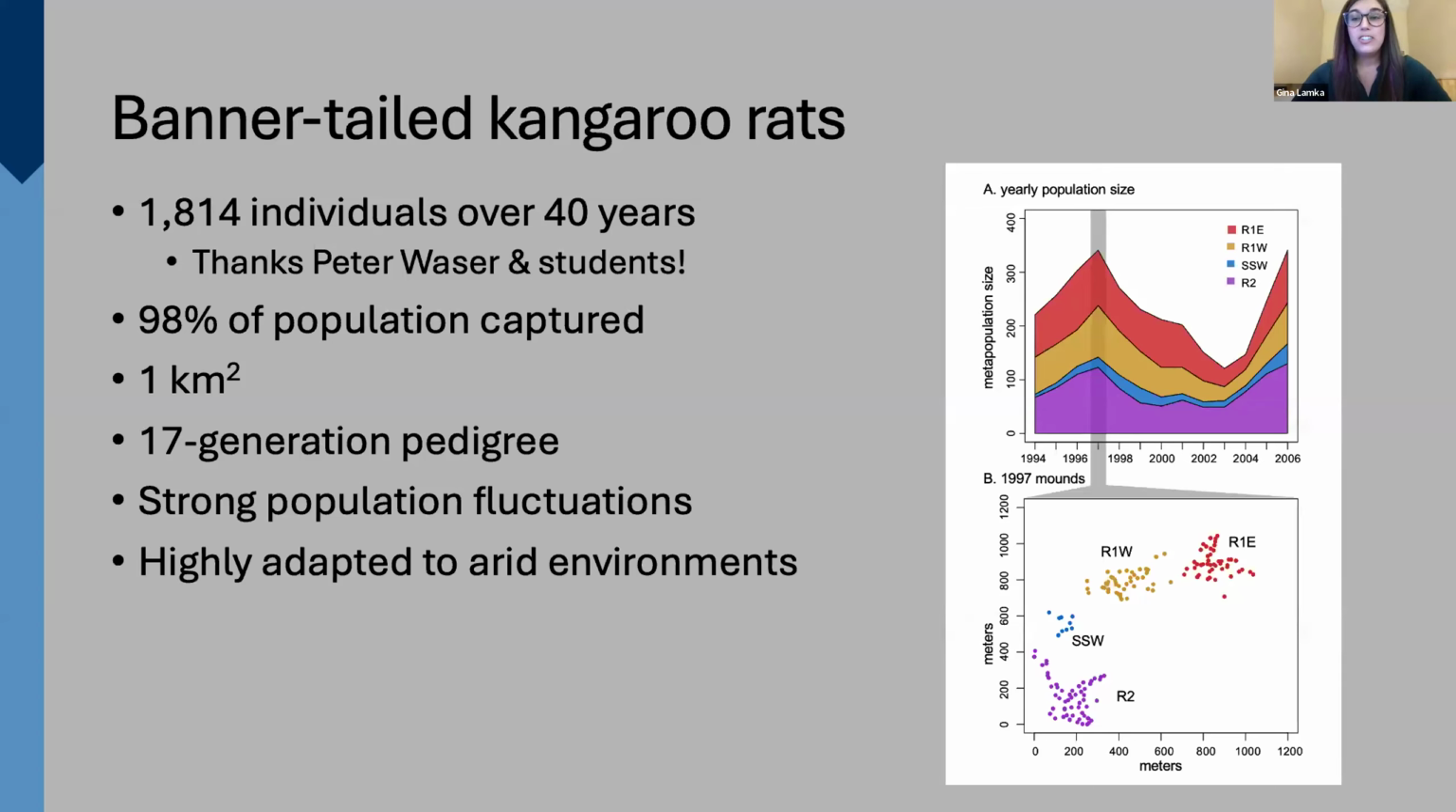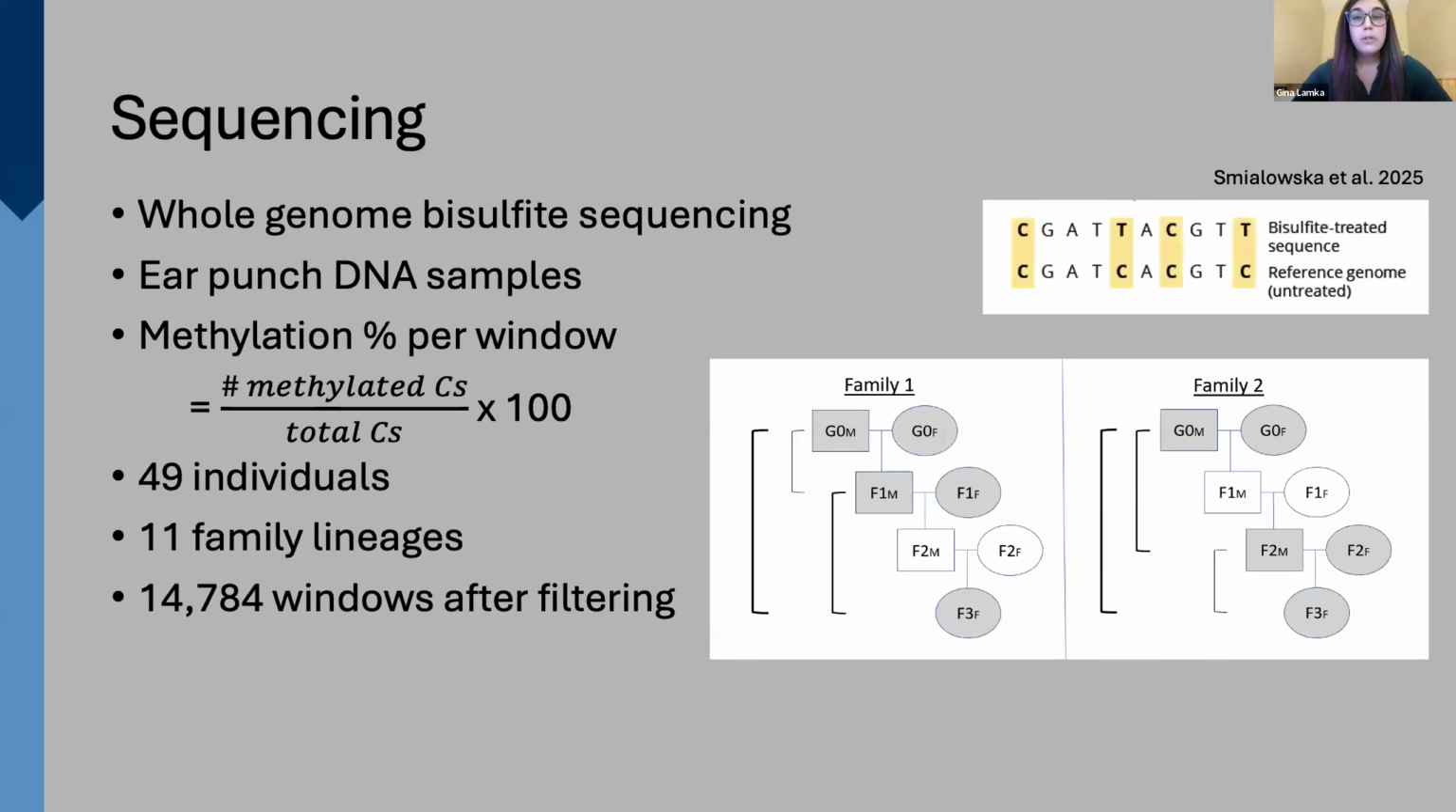So typically these research questions are difficult to study in a wild system. However, with such a data-rich system like the banner-tail kangaroo rats, it was possible. So here we have 4 subpopulations that are geographically restricted to a very small area with strong population fluctuations and density-dependent behaviors. We also utilized a 17-generation pedigree to evaluate the genetic relatedness of these individuals. We sampled individuals so that they, their parents or grandparents, and great-grandparents were sequenced such that we could take 1, 2, and 3 generation comparisons of our methylation markers.